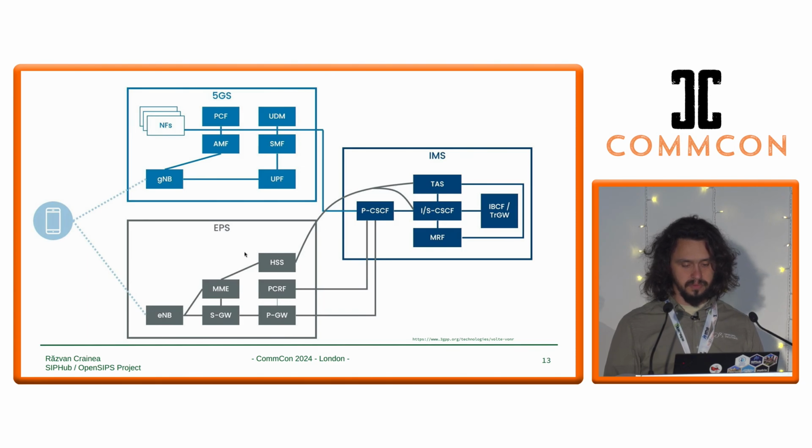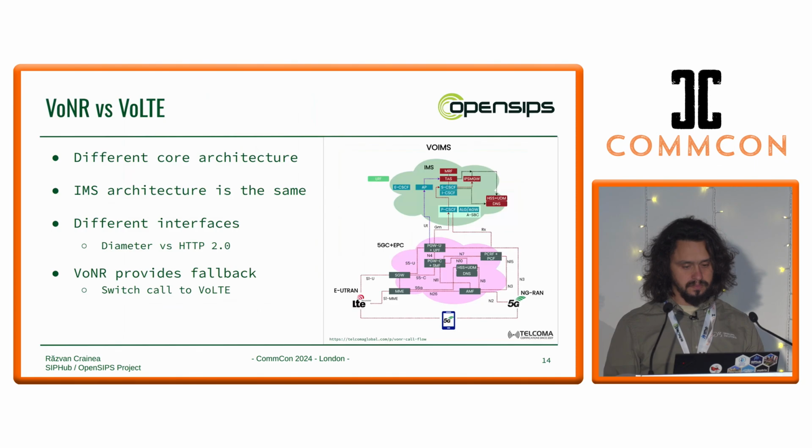For example, for the 4G, we have this. This is like a diameter protocol interface. And here, 5G brings some new interface that uses HTTP 2.0. So, as I said, there are different core architectures, but the IMS architecture is the same. The only difference is the interfaces that are being used to operate with the core, either 4G or 5G network, and this is basically a difference between diameter and HTTP 2.0.